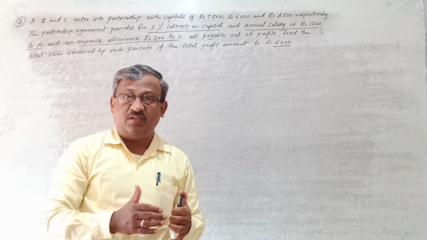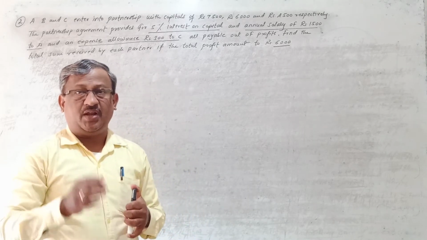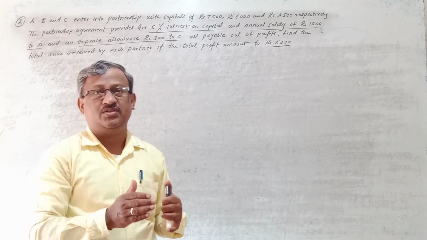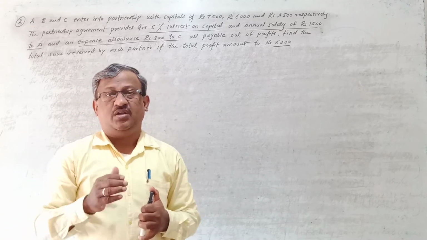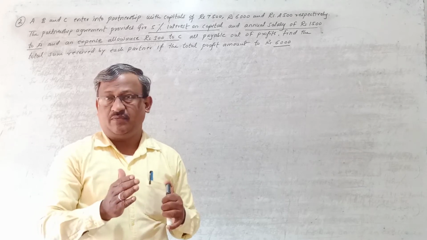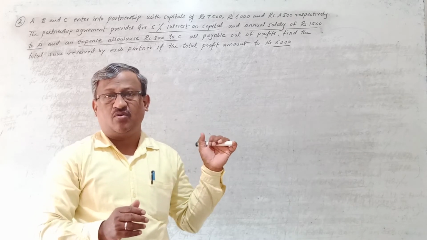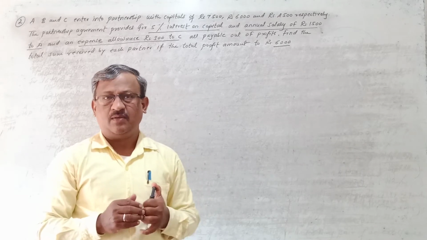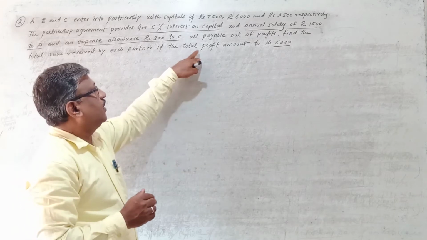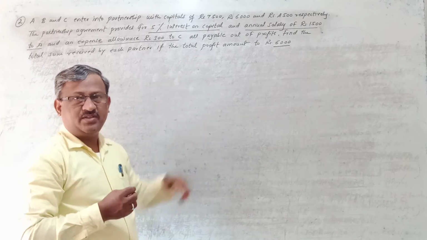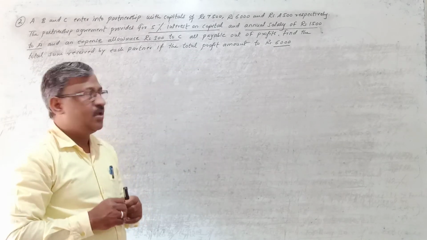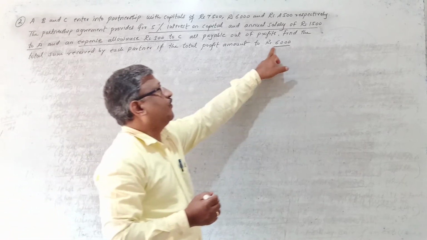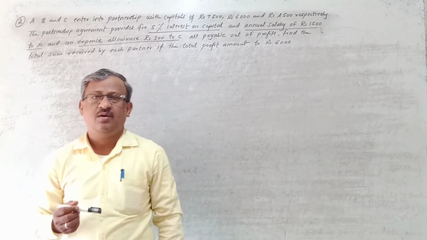So after paying these 3 things from the profit, if there is any balance profit left, the same profit will have to be distributed among these 3 partners in the capital ratio or in the given ratio. In this problem they have not given any ratio, so we have to distribute in the capital ratio. I think this problem was also asked in the exam for 5 marks, and it is quite easy. So let's distribute the given profit of 6,000 among these 3 partners.